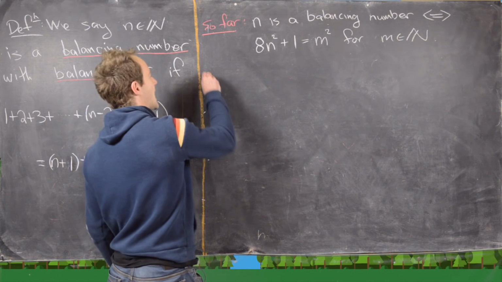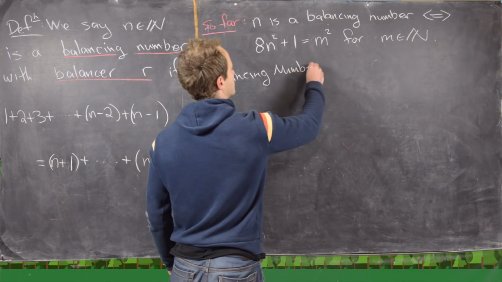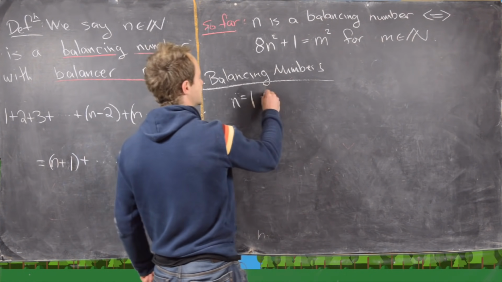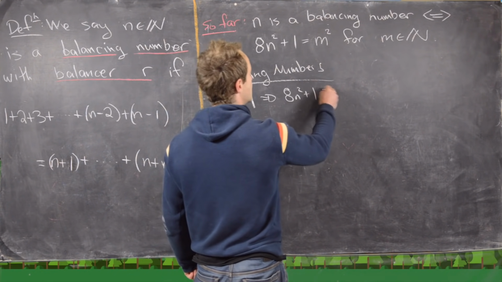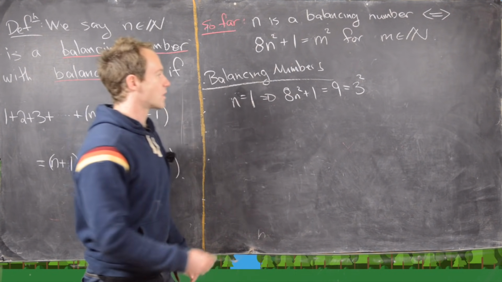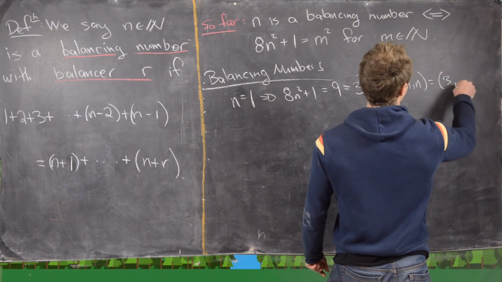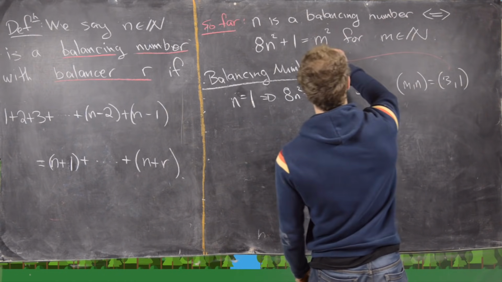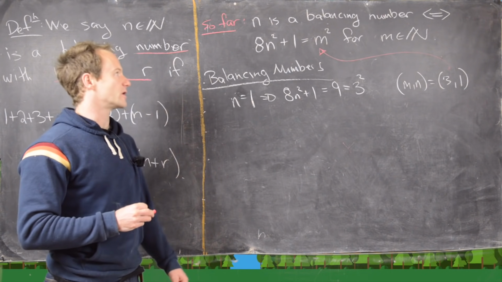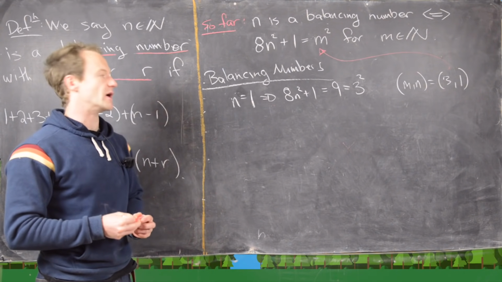So let's notice that we had our list of balancing numbers already. And so notice if we have n equals 1, that makes 8n² + 1 equal to 9, which is equal to 3². So we're good to go there. So in other words, the ordered pair (m, n) = (3, 1) is a solution to this equation. And I should say the m part of the solution is not super important for our goal of finding balancing numbers, but it is important for finding solutions to this equation.